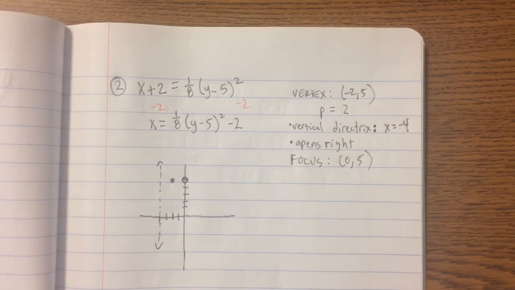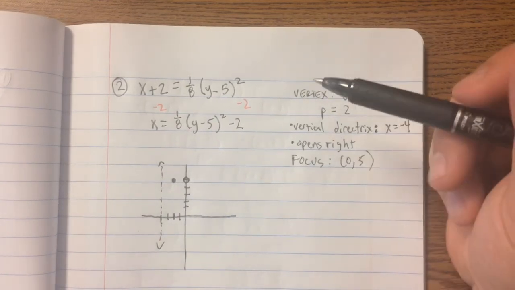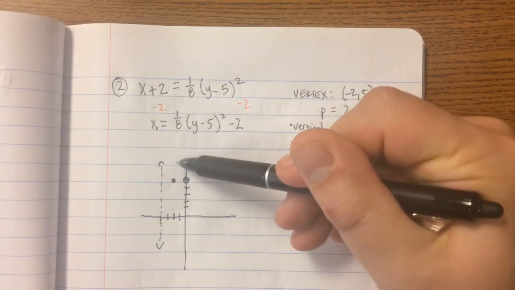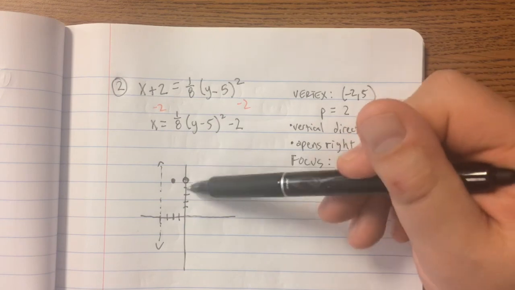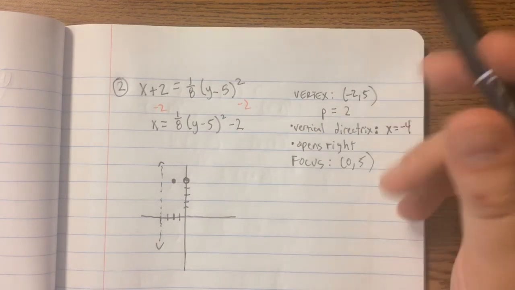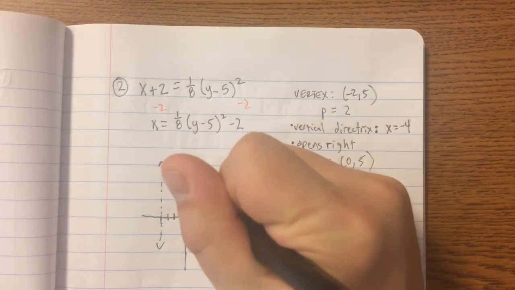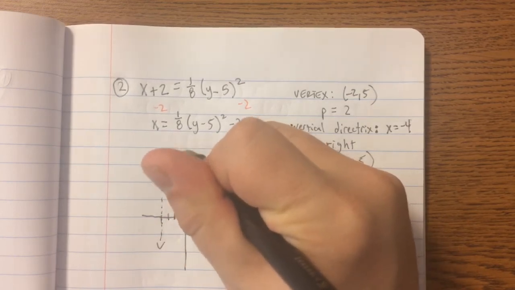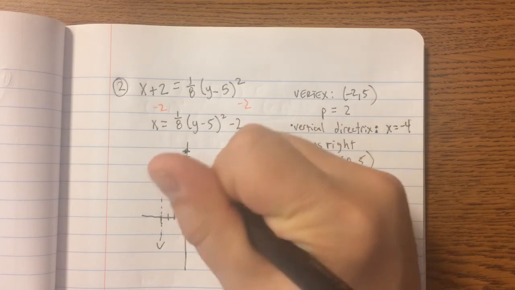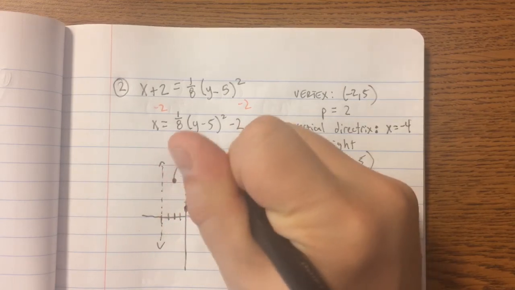My p-value is 2, so I can go 2p units, which would be 4, up and down, starting from the focus. So 1, 2, 3, 4, 1, 2, 3, 4. And then my parabola will do this. Almost got it.